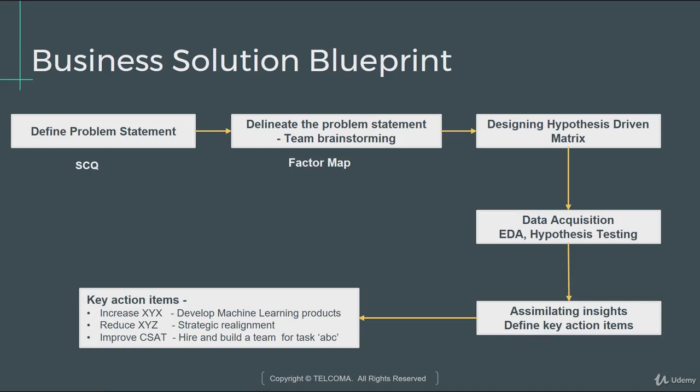So let's say based on some understanding you saw in your hypothesis-driven matrix, you understand that customer satisfaction has been decreasing, and that is the reason for declining profits. So one of the key action items would be to increase customer satisfaction. And how would you do that? It could be through developing a machine learning algorithm, which would result in a chatbot. I'm just giving a random example.